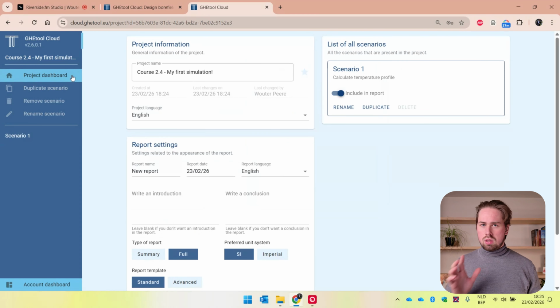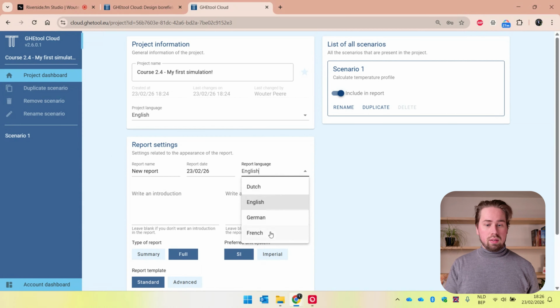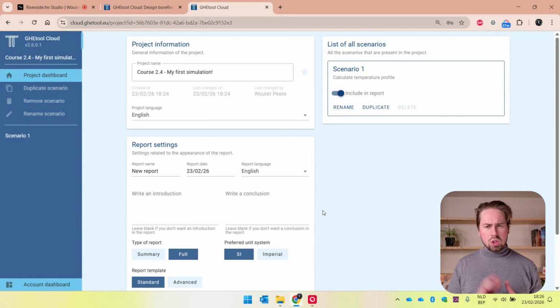Also, if you are not speaking English, you can change your project language over on our project dashboard, as well as the report language, which is also available in French. And more languages will be added later, by the way, if you want to make a report out of your simulation.